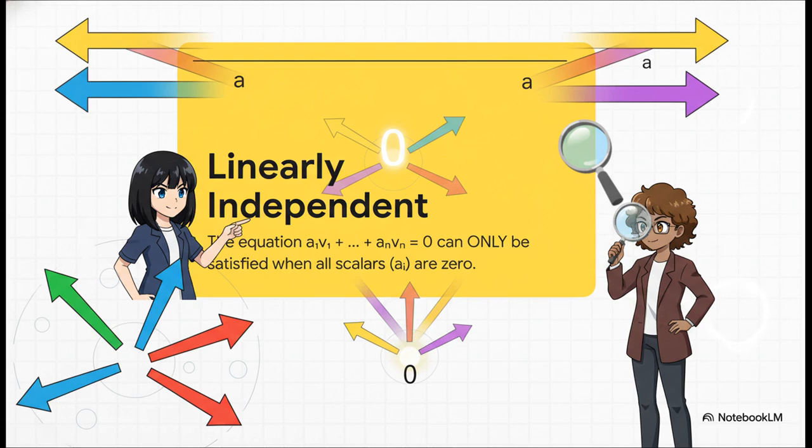Okay, brace yourselves. Here comes the official math definition. But seriously, don't let it scare you off. All this equation is really asking is this. Is there any way to combine these vectors, to walk along them for some amount, that gets you right back where you started without just sitting still? If the only possible answer is the boring one, taking 0 steps in every direction, then congratulations, your vectors are independent. It means they're all pulling in their own unique way.